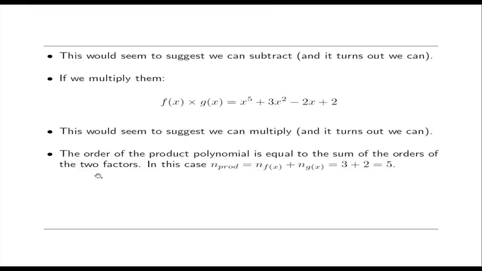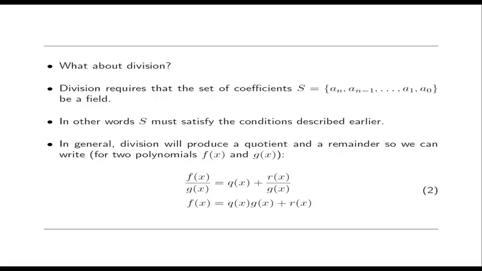So, the order or degree of the product polynomial is basically the sum of their degrees. Okay. So, now how to divide two polynomials? If you have two polynomials f(x) and g(x), suppose f(x) has more degree and g(x) has less degree, and we want to divide f(x) by g(x). We know the real number division.